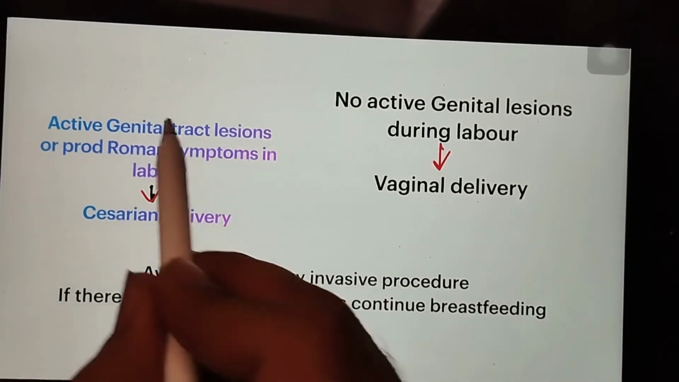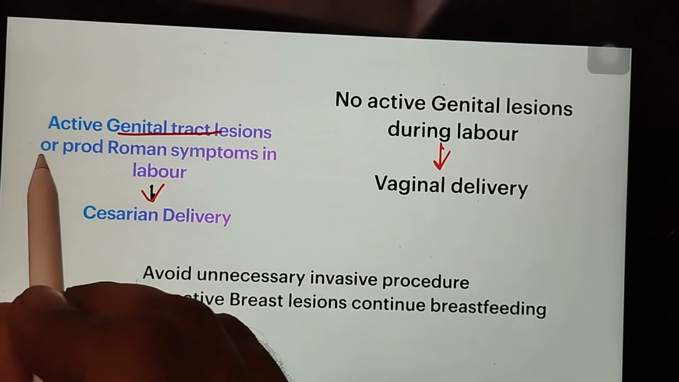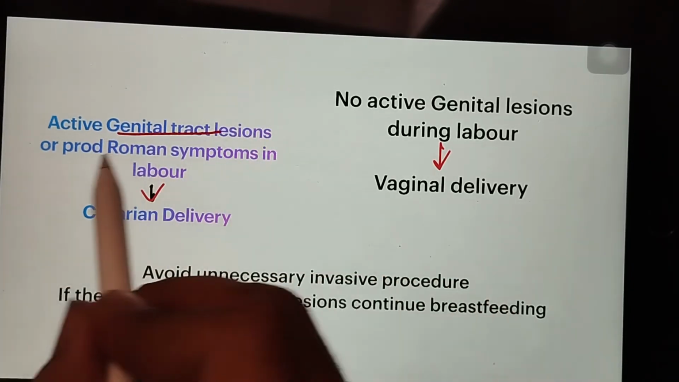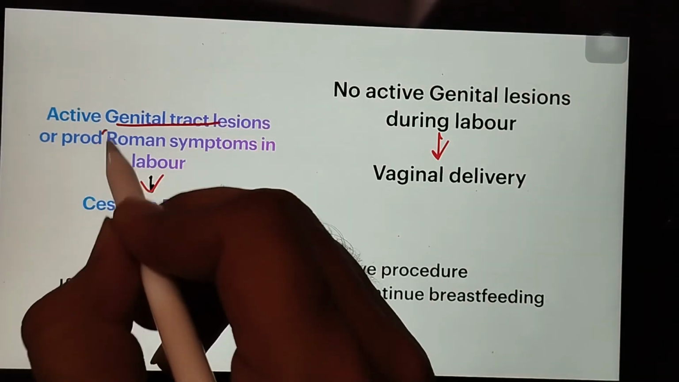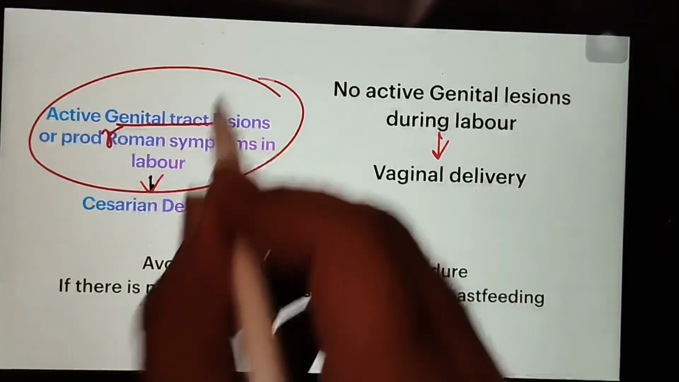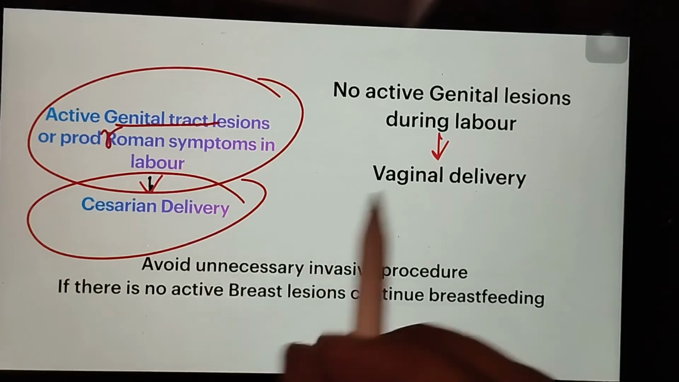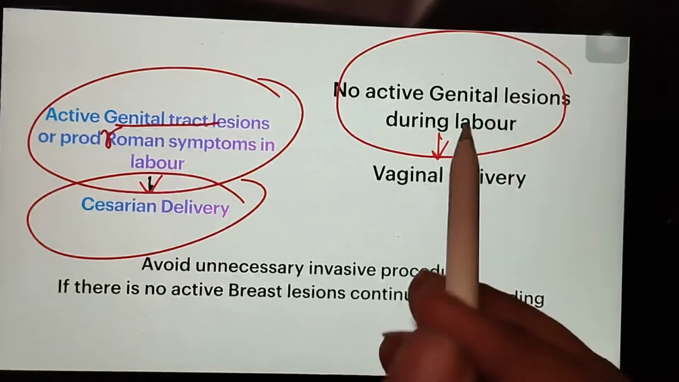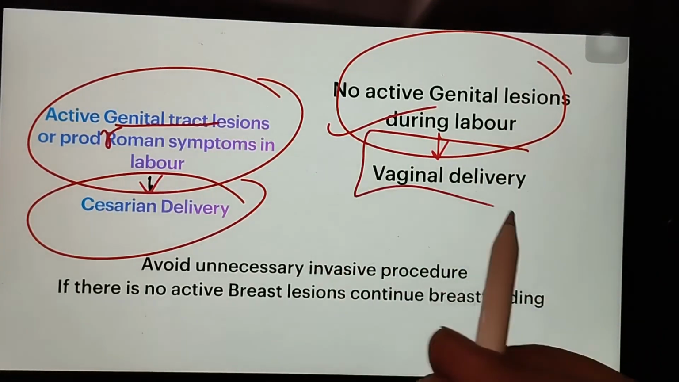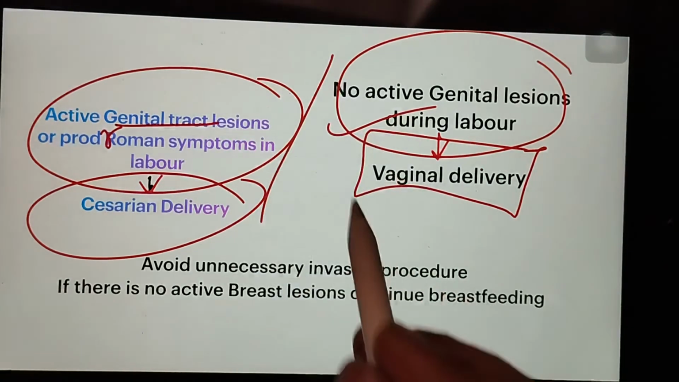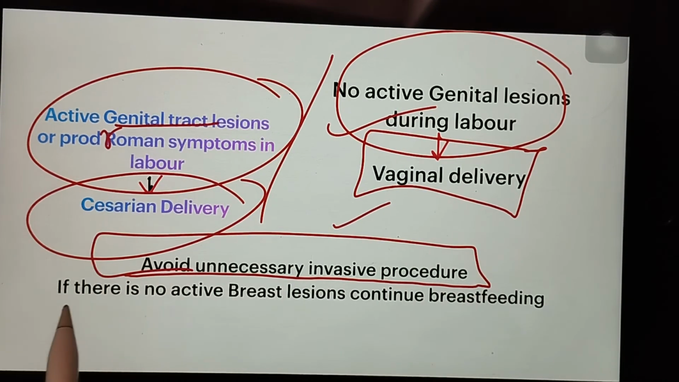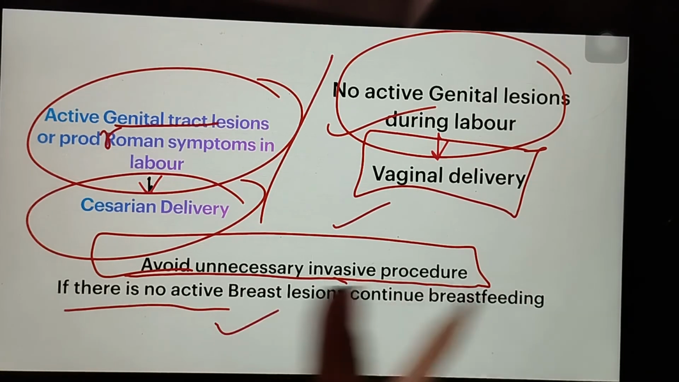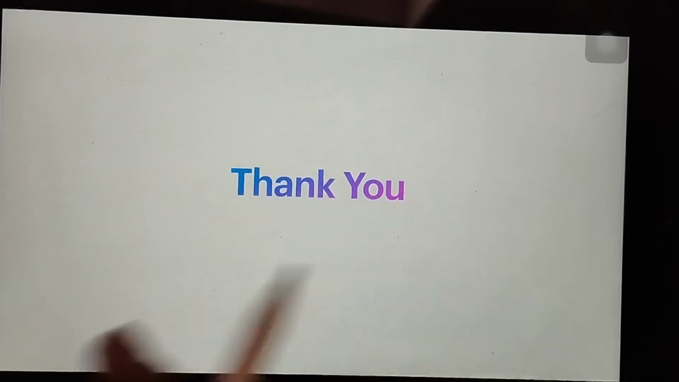When there is an active genital tract lesion or prodromal symptoms in labor, then we have to do a cesarean delivery. If there is no active lesion during labor, then we can do a vaginal delivery, and we have to avoid unnecessary invasive procedures. And if there is no active breast lesion, we can continue breastfeeding. So that is the reference, and thank you.